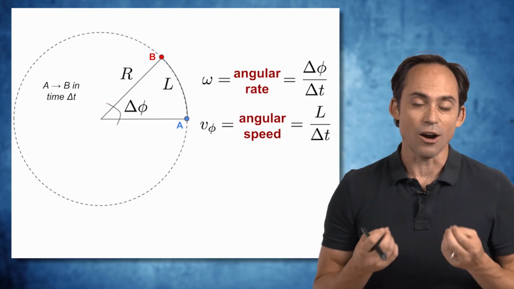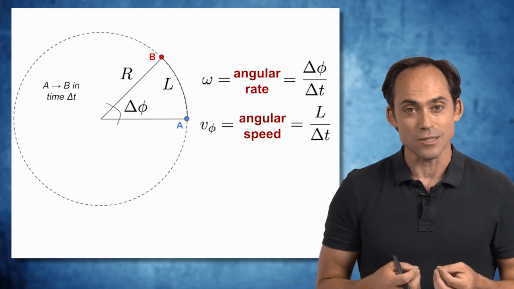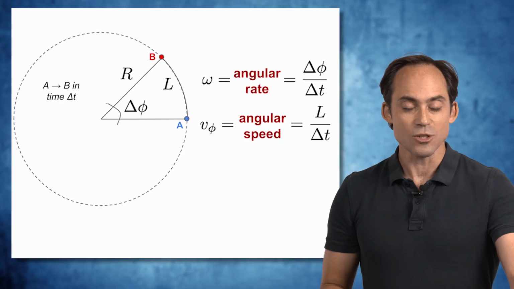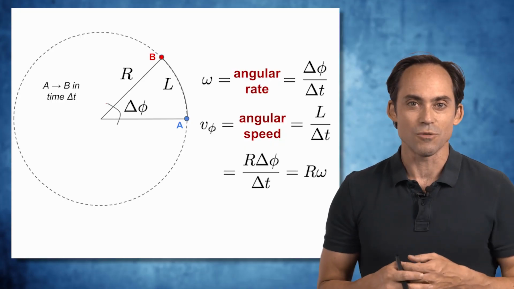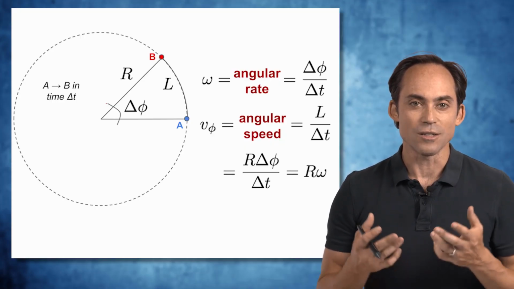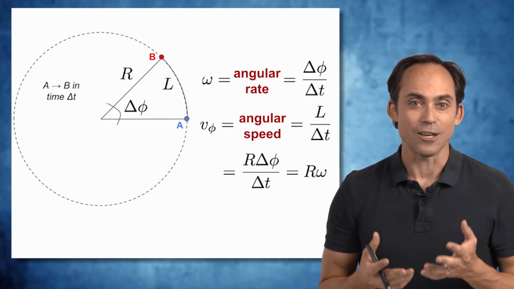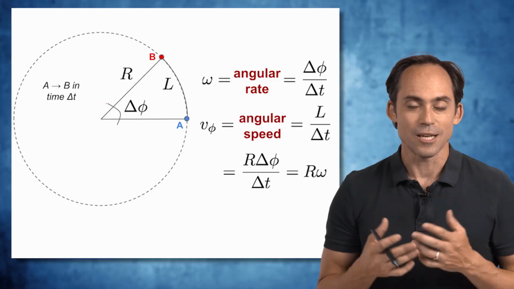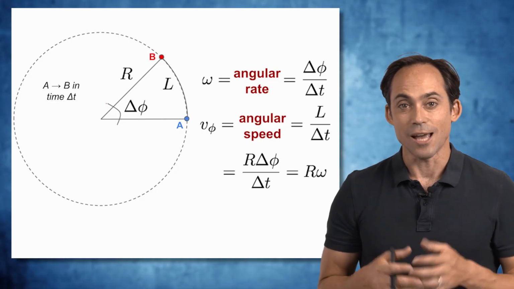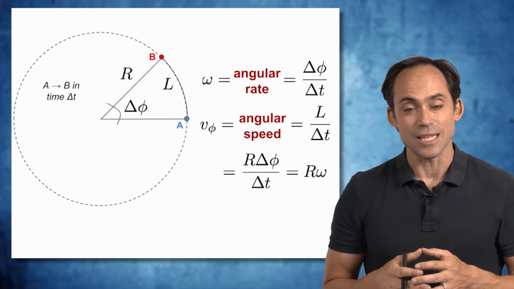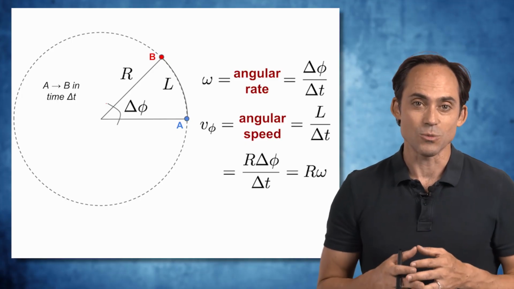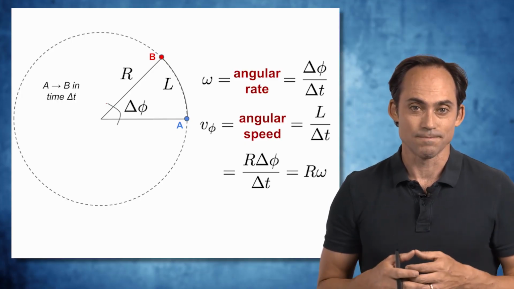Now remember that arc length is related to the radius and the change in angle, so we can actually rewrite the angular speed in terms of those quantities. So that's just r change in angle over change in time, or it's r times our angular rate. Radius times angular rate is our angular velocity. And notice the units of angular velocity is a length per time. That's what distinguishes it from angular rate.